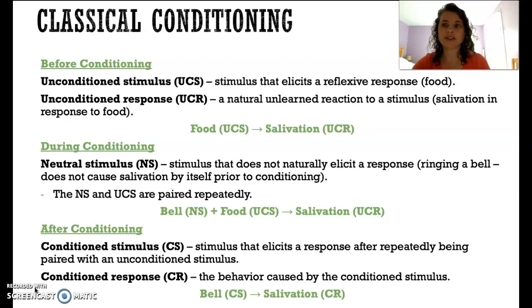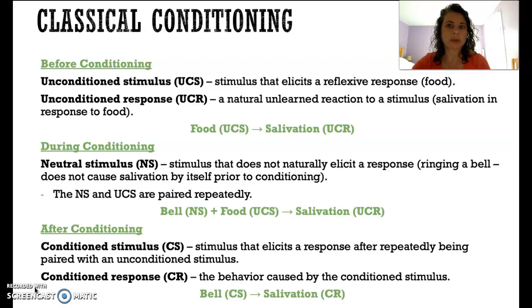It's natural, not learned. During conditioning, the unconditioned stimulus is paired with a neutral stimulus, something that does not produce a given response. In Pavlov's experiments, the neutral stimulus was a bell. Ringing a bell does not normally produce salivation. The story goes that Pavlov repeatedly rang a bell as he presented the dogs with food. After conditioning, the previously neutral stimulus began to produce the response. The dogs began to salivate at the sound of the bell. The bell is now the conditioned stimulus, and the salivation at the sound of the bell is the conditioned response.